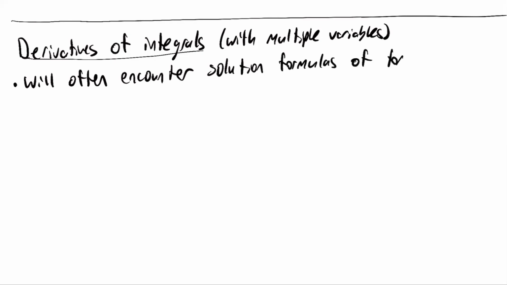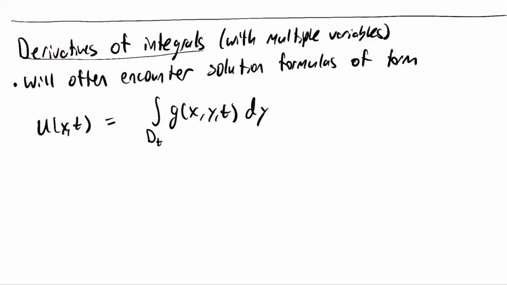of the form, say, u of x, t, right? Maybe u solves the heat equation from before. So maybe this is an integral on some domain D, which I'll call dt, of some other function g, which also depends on x and t, and then a third variable of integration, right? And so this is some domain, and the domain could depend on time, right? So maybe your domain is changing as time changes.